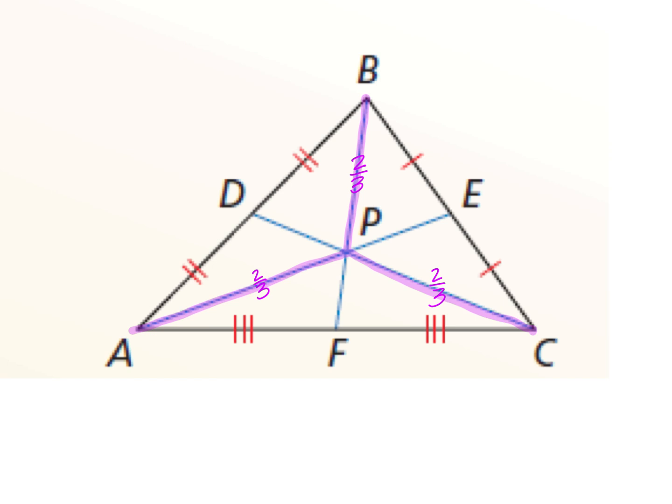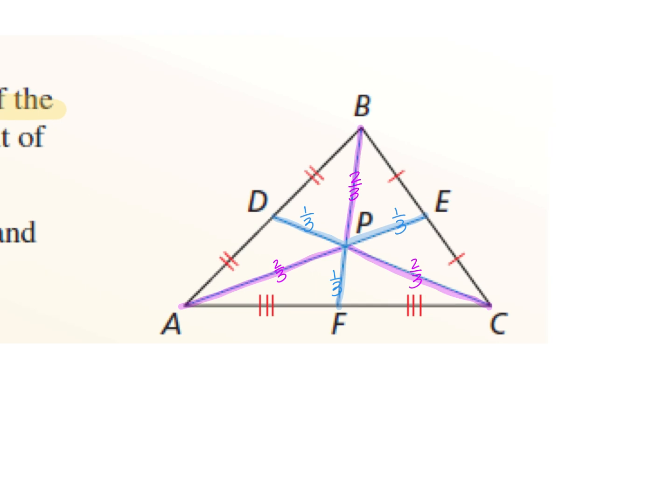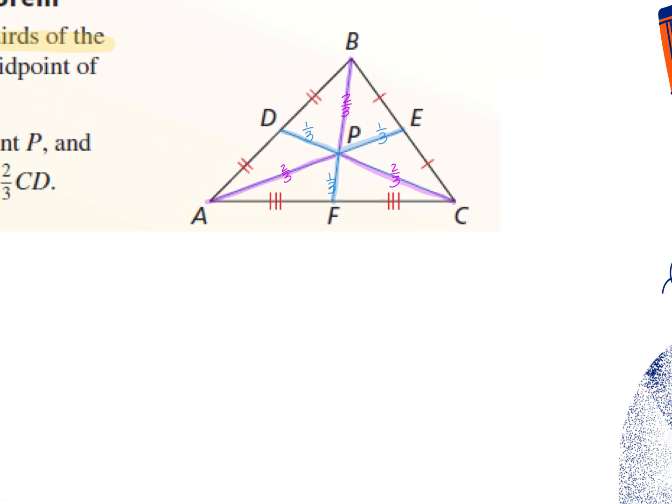So from the vertex to the centroid is 2/3, which means from my side to my centroid, those are all going to be 1/3. So yes, we are working with fractions, but they are consistent fractions. I'm going to make a note of that underneath: from my vertex to my centroid, it is 2/3 of the whole median length.